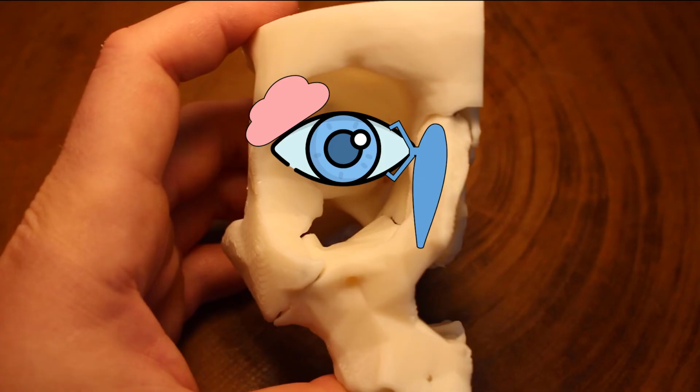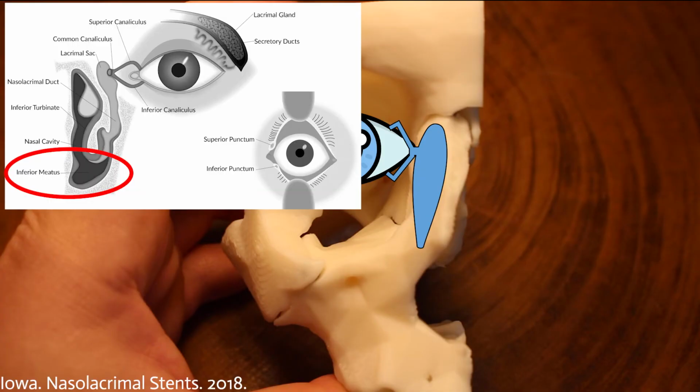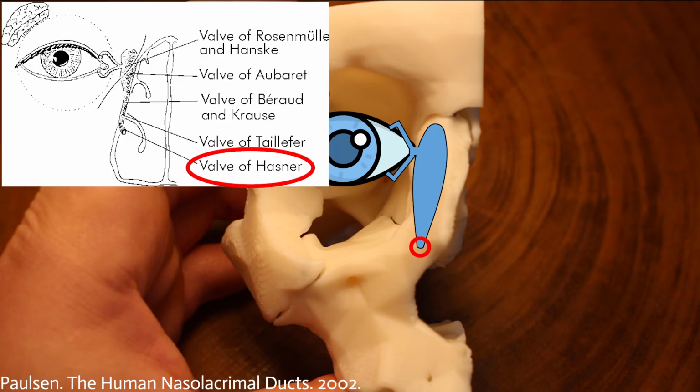The nasolacrimal duct opens into the anterior portion of the inferior meatus of the nasal cavity. The opening is guarded by a single thin flap of mucous membrane known as the plica lacrimalis, also known as the valve of Hasner, which prevents air from entering the lacrimal sac when blowing the nose. There are other valves that are present in the nasolacrimal system, and up to 8 have been described in the literature. Some are worth noting and they are highlighted here.